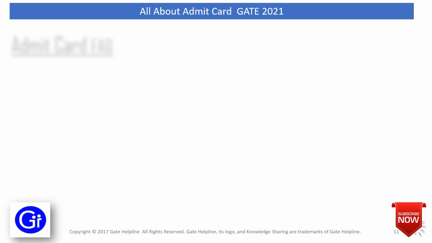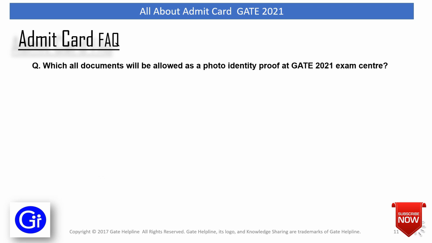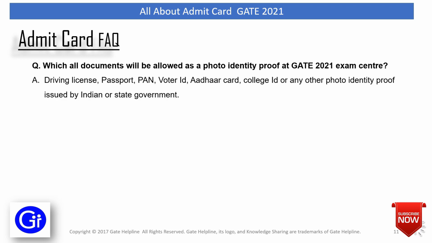Friends, the next question in the queue is, which documents will be allowed as photo identity proof at the GATE 2021 exam center? So friends, the answer to this question is: driving license, passport, PAN, voter ID, Aadhaar card, college ID or any other photo identity proof issued by the Indian or state government is allowed.